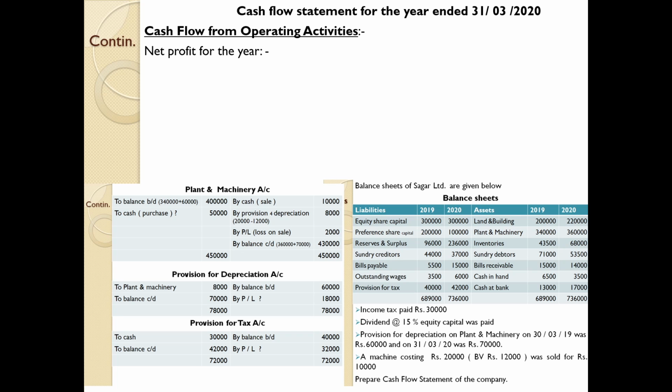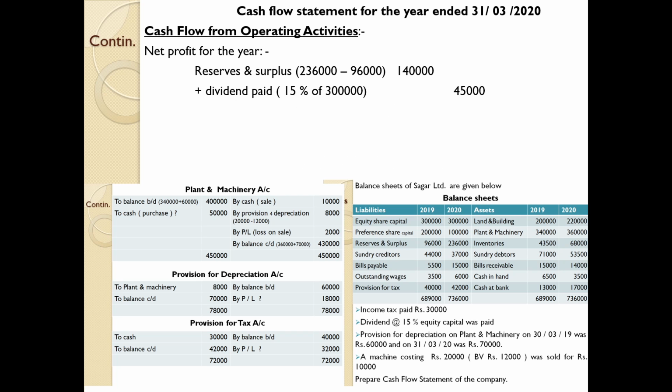So for net profit during the year, since no information regarding net profit is given in the balance sheet as well as the adjustment, the reserves and surplus difference is considered as the net profit during the year. So 1,40,000. From that, you need to add back non-operating expenses.